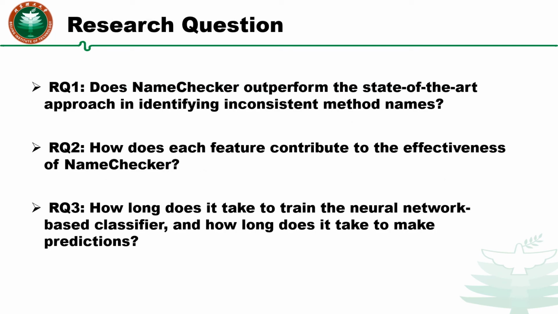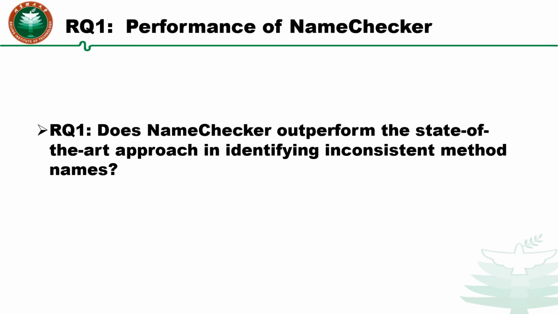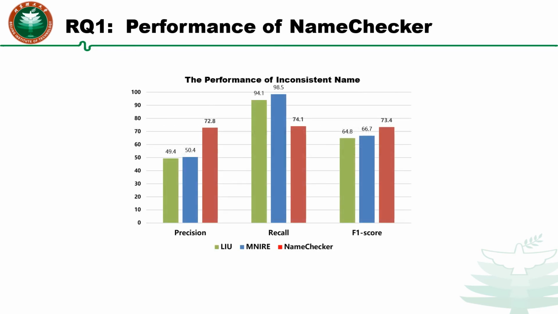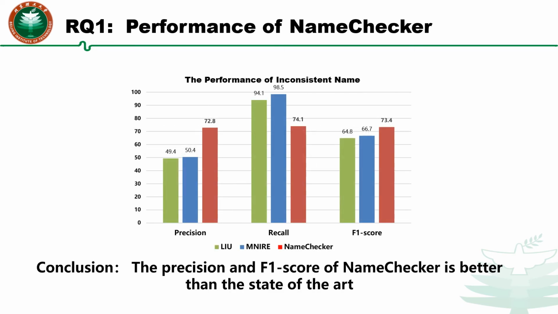We have three research questions. The first research question: does NameChecker outperform the state-of-the-art approach in identifying inconsistent method names? And we compare the NameChecker against the state-of-the-art approaches: the approach proposed by Liu and MNIRE. The two approaches are selected because they represent the state-of-the-art and their performance is the best.